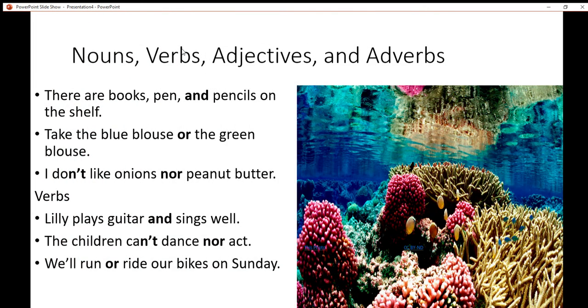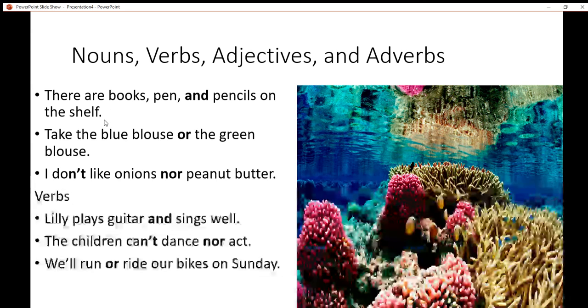Nouns, verbs, adjectives, and adverbs. So, there are books, pens, and pencils on the shelf. We use "and" as a conjunction to connect these words, using two or more nouns: books, pens, and pencils. When there are two or more nouns, we can use a comma and "and" to connect them to become one sentence. It says, take the blouse or the green blouse.